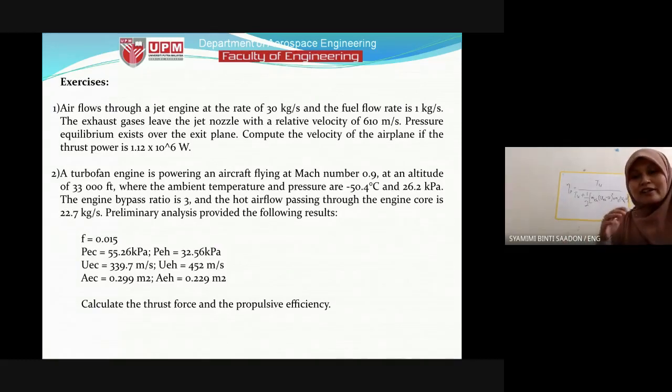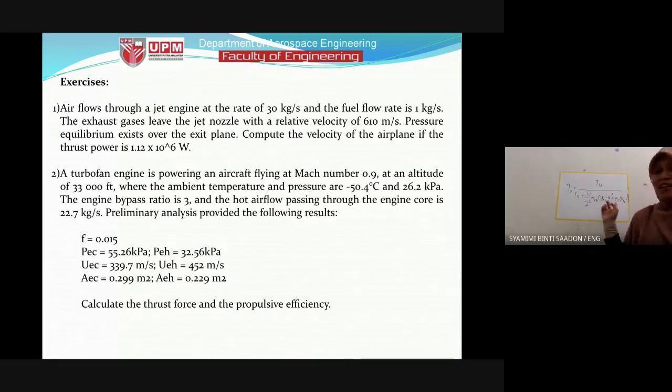For the cold, the inlet MH is different from MEH because we add the fuel. Here at the cold bypass duct, the MC inlet is the same as the MC outlet. So we just write MC.